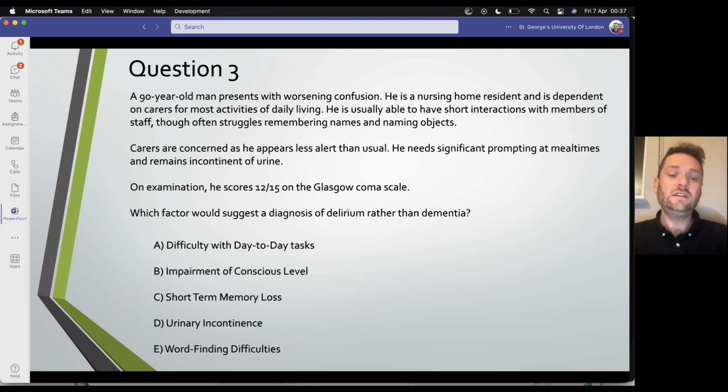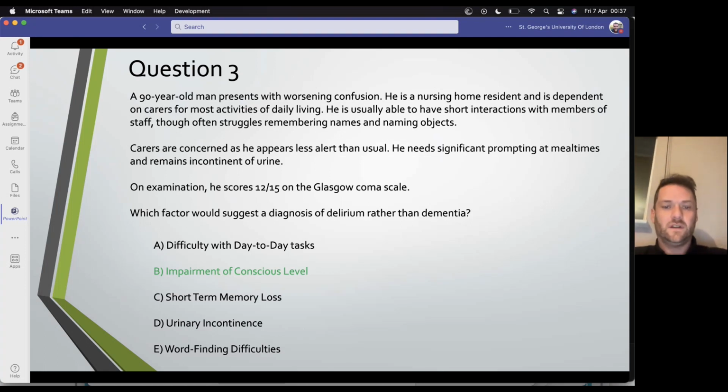And the answer is the impairment of conscious level. That's the big one, conscious level. So he seems less alert than usual. He needs significant prompting. It's that impairment of conscious level that's happening acutely. That's the big problem. Urinary incontinence is there to just throw you off a bit because of UTIs and delirium, but no, conscious level. That's the biggest hitter of all with delirium.